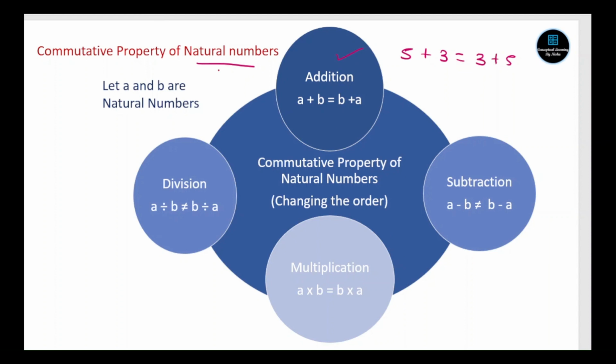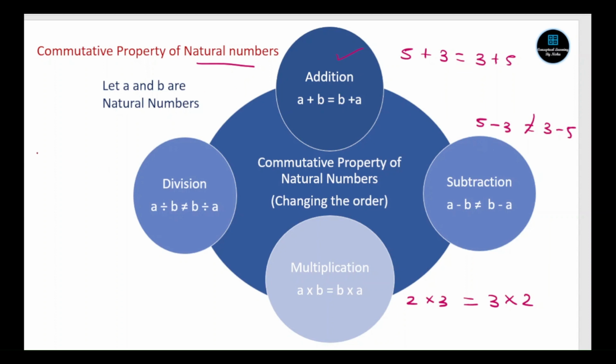Correct? Now in case of multiplication also, if I take any two natural numbers, let's say 2 and 3, if I multiply them, I'll get 6. And if I change the order, 3 times 2, I also get the same answer. Correct? But is it valid for subtraction and division? Let's check. 5 minus 3 is positive 2. But if I change the order, I get 3 minus 5, which is minus 2. So they are not the same, right?